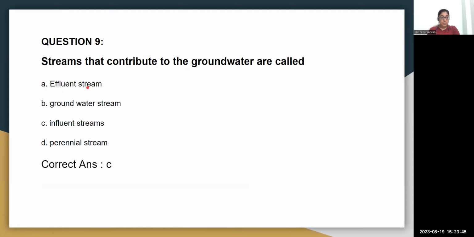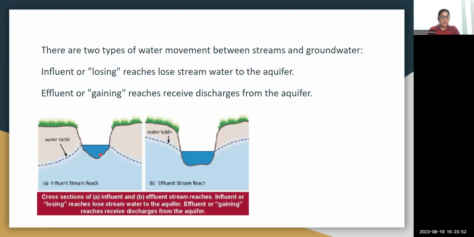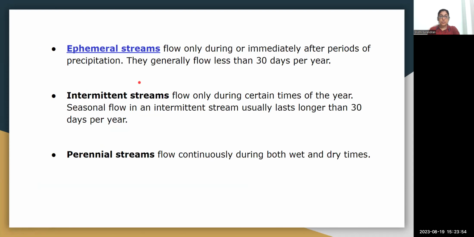And let's take a look at the other terms. Effluent stream, the groundwater is providing water to the stream. Now, what is a perennial stream? There are also three other terms associated with the streams. Let's have a look at it.